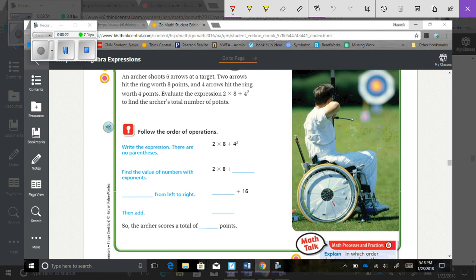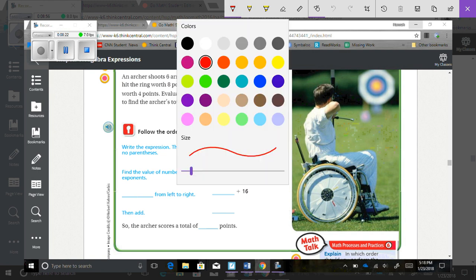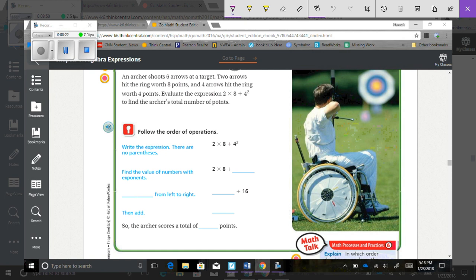Okay, so looking at this, we're going to follow the order of operations. Write the expression. There are no parentheses. Okay, so they wrote it here. They didn't put any parentheses in there. Find the value of the numbers with exponents, because P is the first part of PEMDAS, but there are none. E is the next one, which is exponents, which means we have to do this first. So we have 2 times 8 plus 4 squared, and 4 squared is the same thing as 4 times 4, which equals 16.